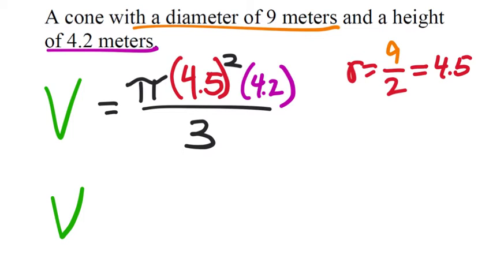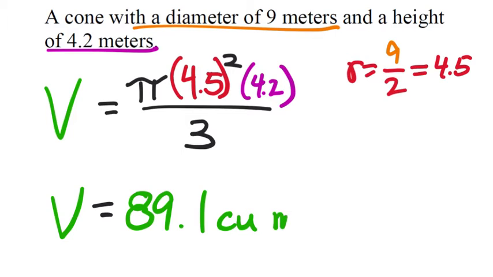So the volume here is going to equal, well, let's put this in the calculator again. So for me, n over d, pi times 4.5 to the power of 2 times 4.2, all over 3. And I get, in my calculator, 89.06. So I'm going to make that 89.1. Again, that's cubic meters in this one.